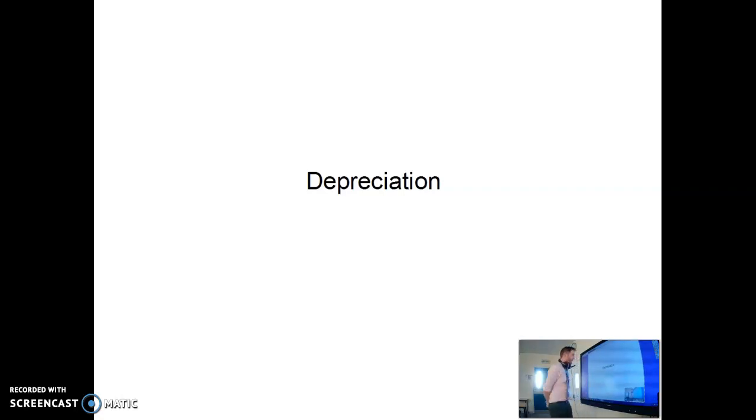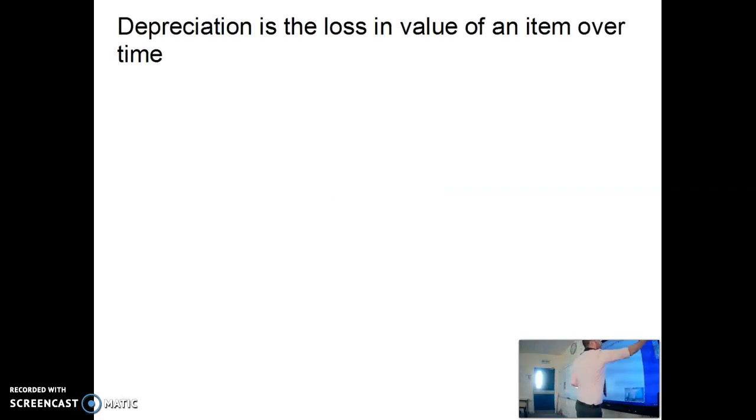Hello maths fans, looking at depreciation in this tutorial. Depreciation is basically where the value of things decreases over time, especially things like cars. If you buy a brand new car, obviously after a year it's going to be valued slightly less, after 2 years slightly less. Also technology, if you buy a brand new computer, nobody's going to buy it for the same price the following year. So that decrease in value is what we call depreciation.